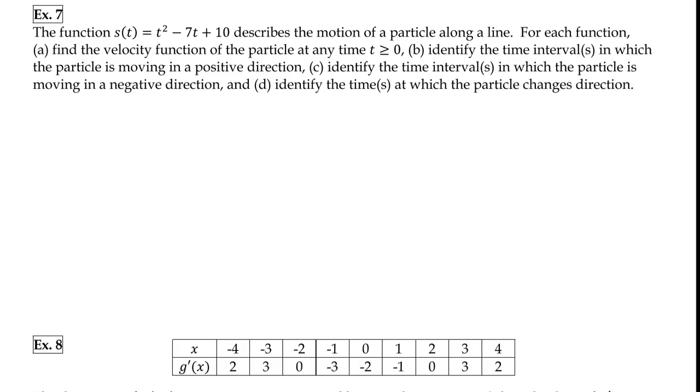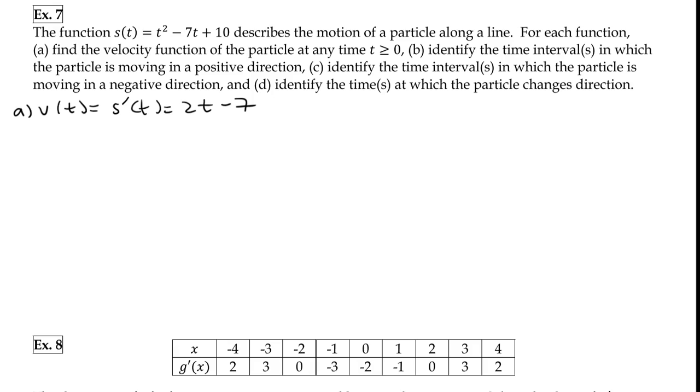Okay, on to 7, guys, almost done. Hang in there, a couple more. We have this function that's describing the motion, and it's going to ask us all these questions, I think 4 questions. Let's start off with A. Find the velocity function of the particle. Okay, no big deal, we got that. We know that velocity is found by taking the derivative of position. In this case, it'll be 2t minus 7. We got that done, out of the way.